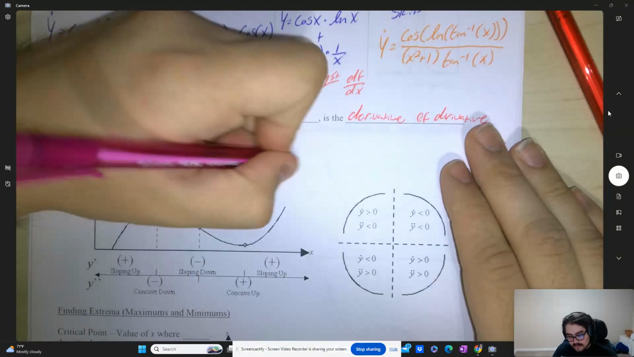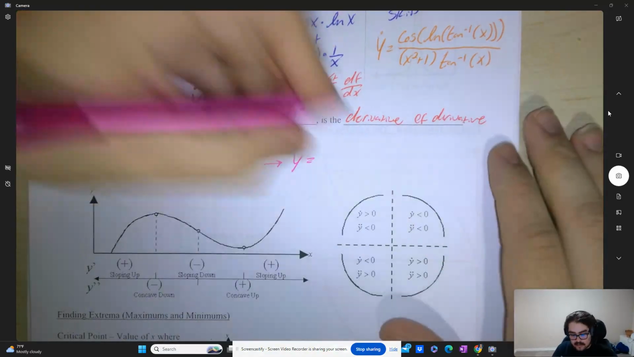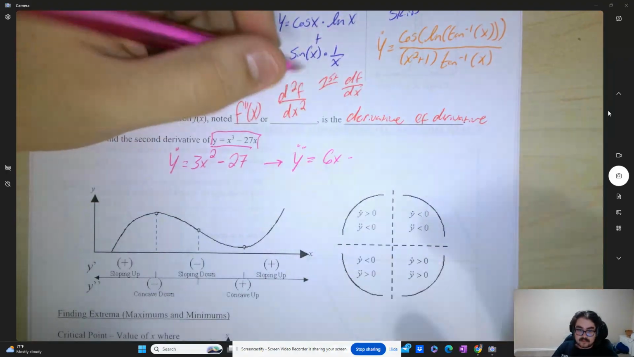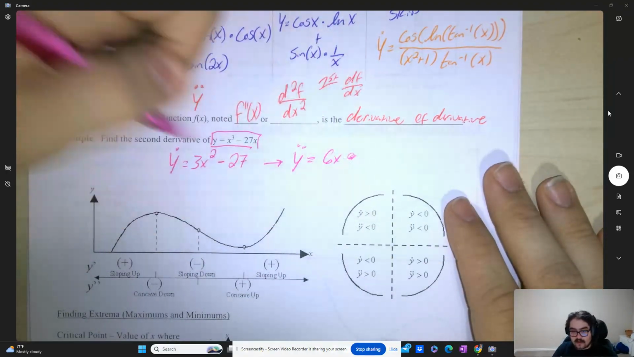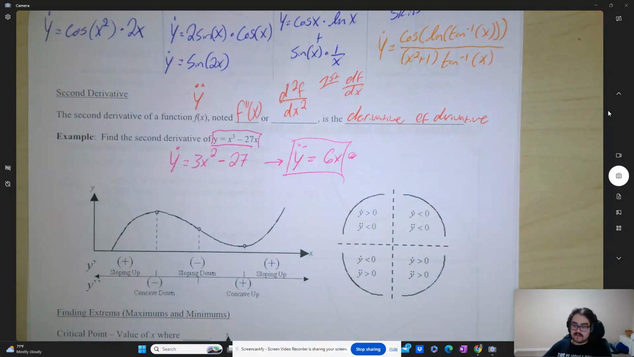Now to find the second derivative, I just do the exact same darn thing. Multiply, bring the 2 down, so that gives us 6x, okay? And then the 27's gone. It doesn't even matter. It's gone. That's all you got to do for the derivative, okay? So that's the second derivative of that function.